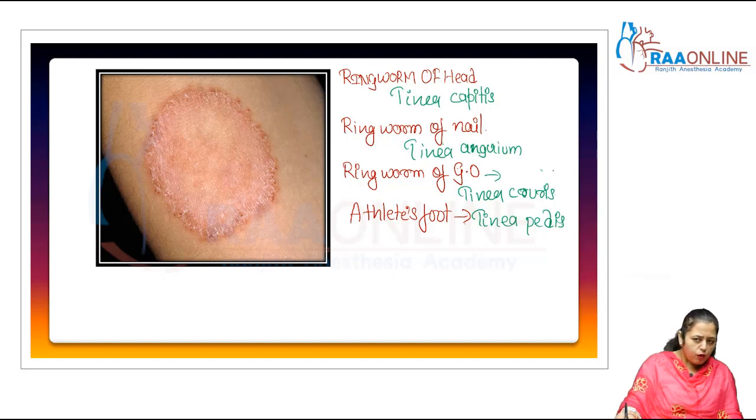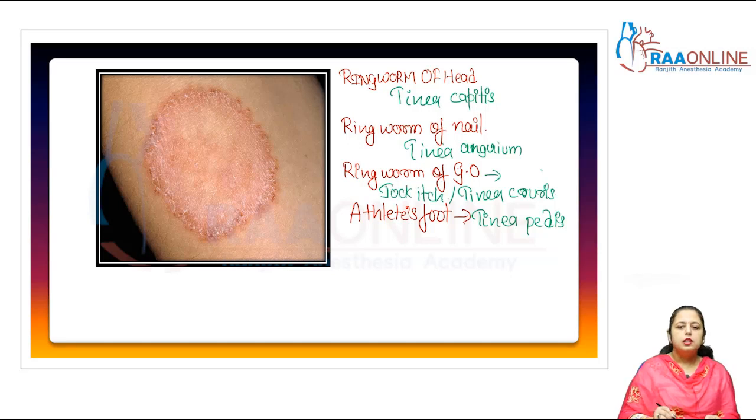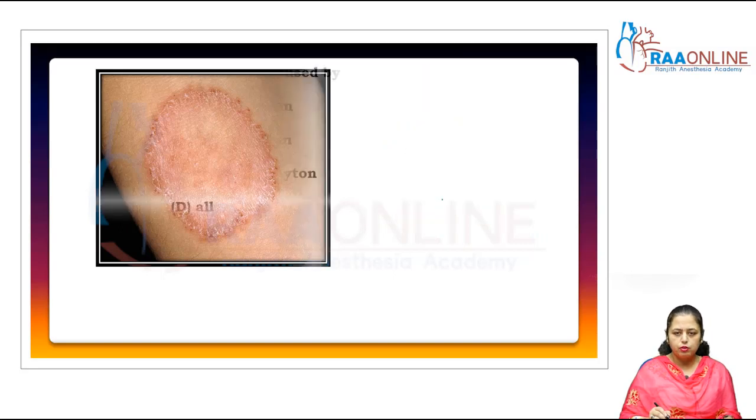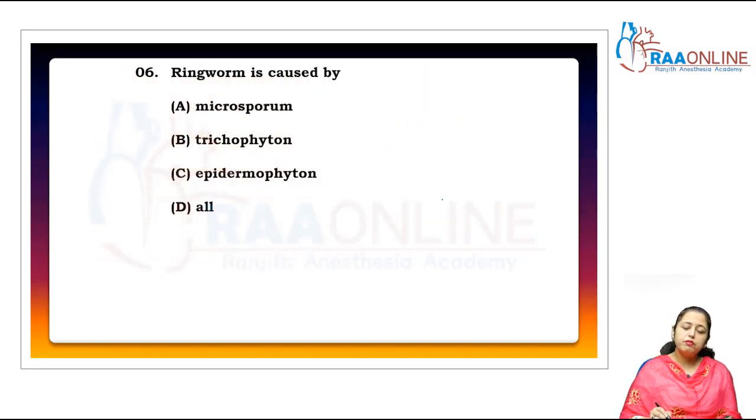Clear? So all these are responsible for this kind of tinea infection or ringworm infection, right? Tinea cruris is also known as jock itch. Clear? So these are the types of tinea infections, and these are fungal diseases. Now come to the next. Ringworm is caused by, we already discussed it, three genera. First one is Microsporum, second one is Trichophyton, and third one is Epidermophyton, right? So the answer is D, all.